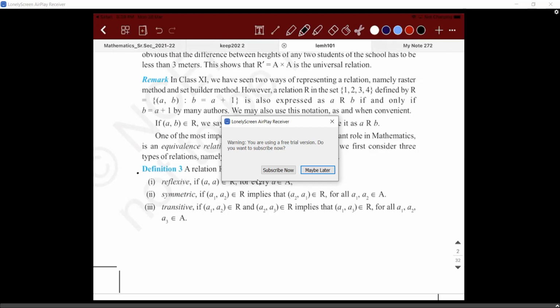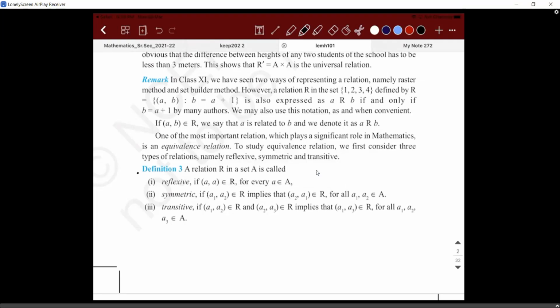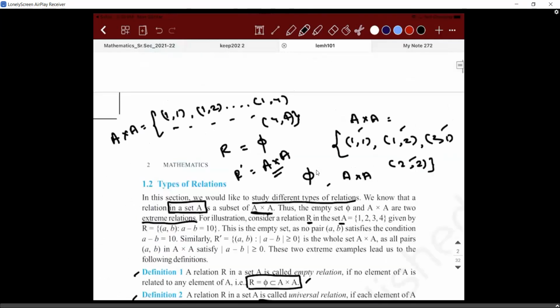Okay, shall we try to understand what they are? A relation R in set A is said to be reflexive if R contains A comma A, that is, every ordered pair is such that the first element and the second element are the same. For example, I have a set 1, 2, and another set 1, 2. If I write the Cartesian product, I get 1,1, 1,2, 2,1, 2,2.